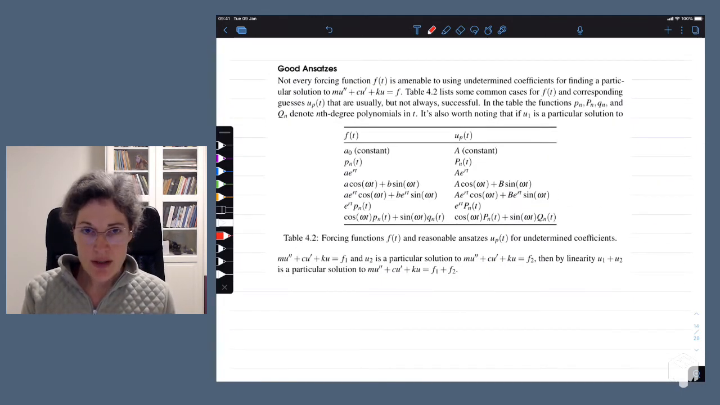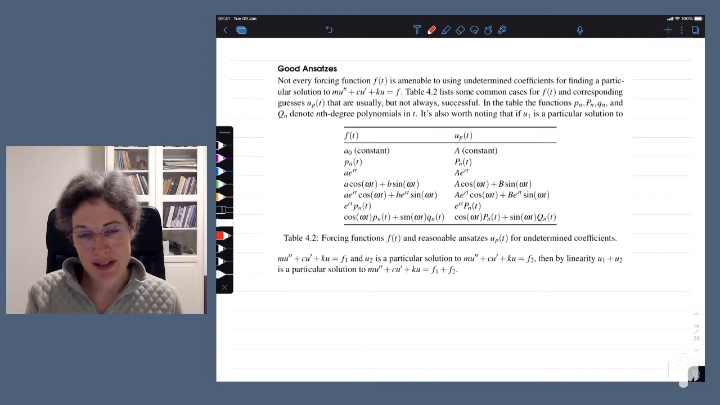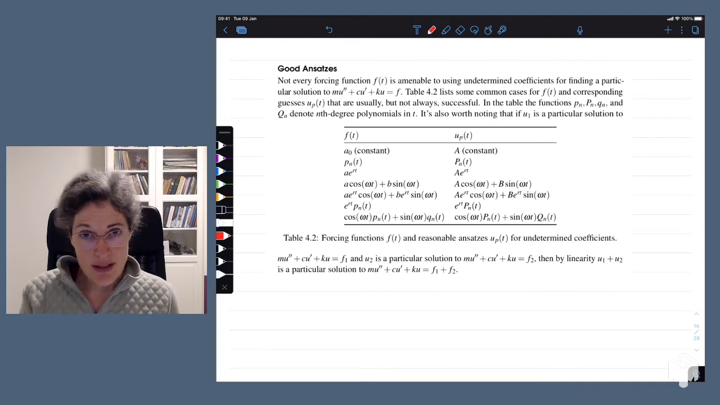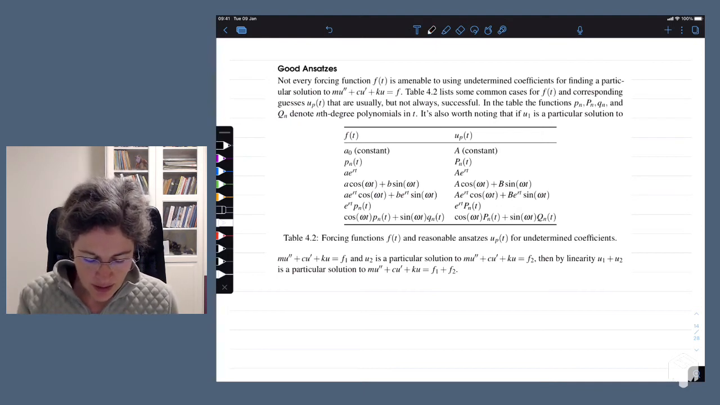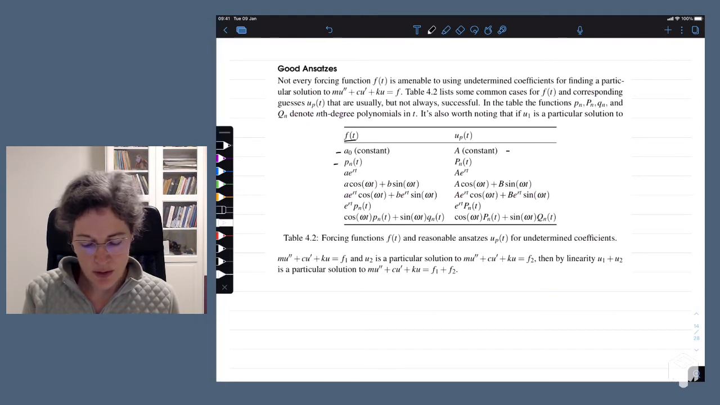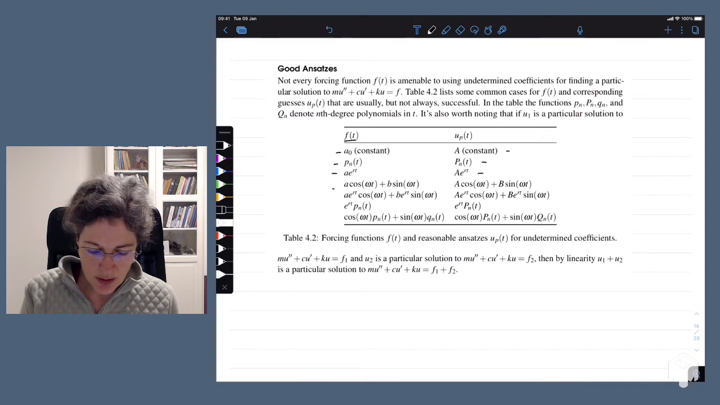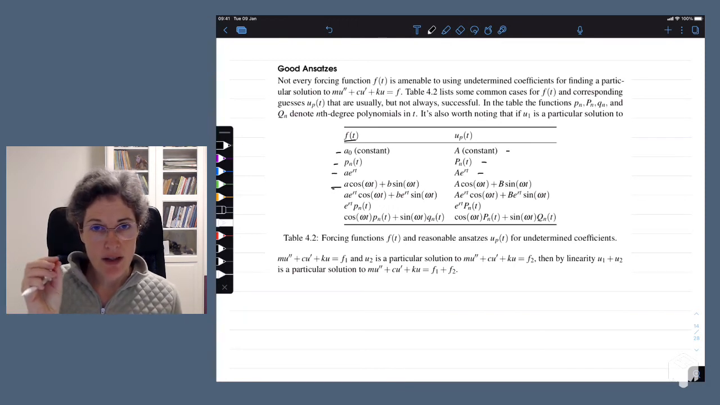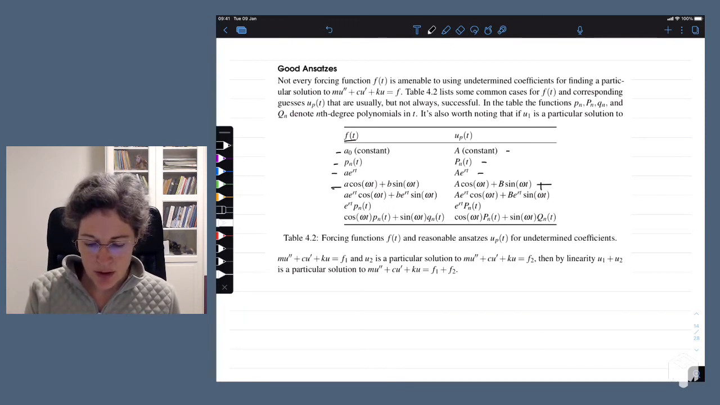So just to summarize, I didn't mention the word, but it's the same idea that we had last time. We've been using ansatzes, which are basically educated guesses. There are good ansatzes that can always help you. So for example, if your f of t is a constant, try a constant. If it's a polynomial, try a polynomial of the same order. Exponential, and we saw if you have something of the form a cos omega t plus b sine omega t, so we only had a cos omega t, but you're pretty much always going to need two terms.